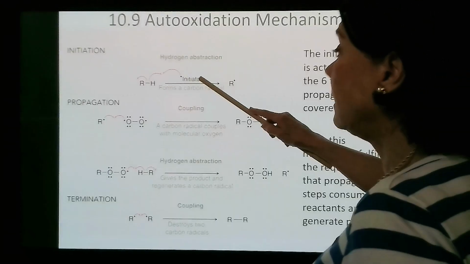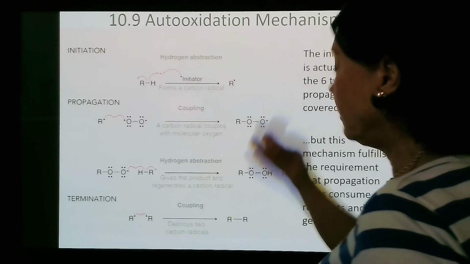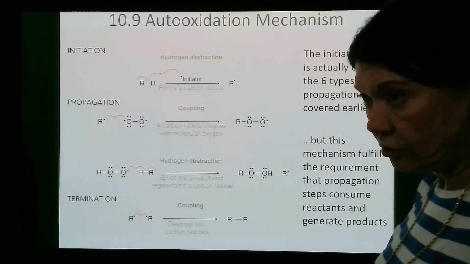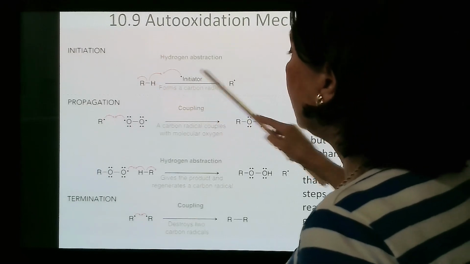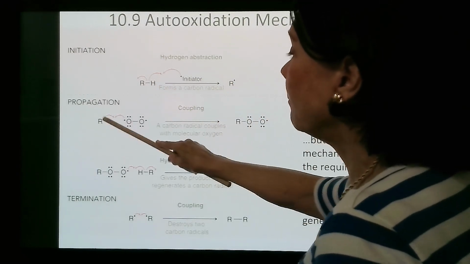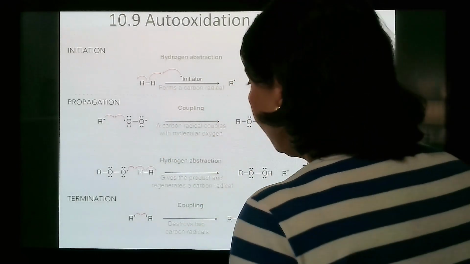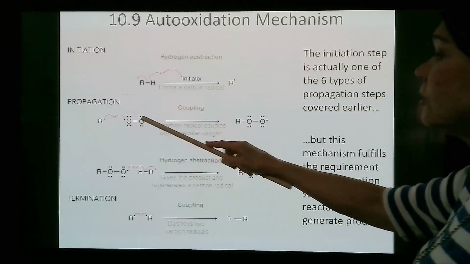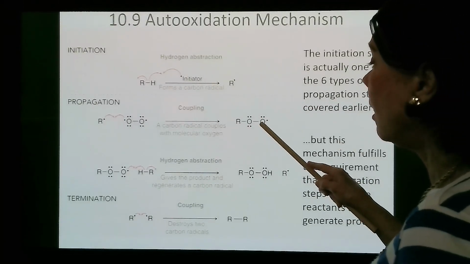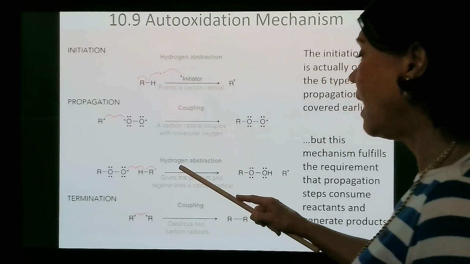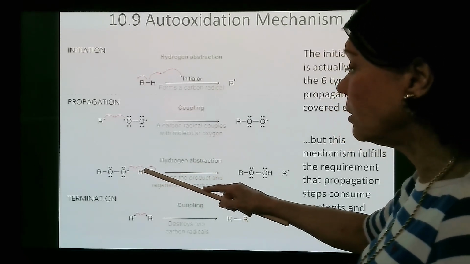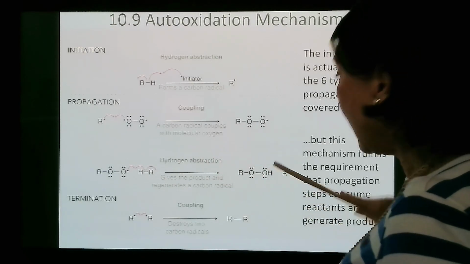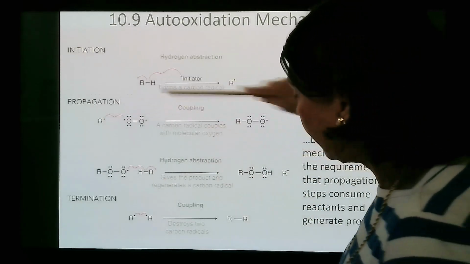So here we have an initiator. It could be oxygen from the atmosphere, plucking off H dot and leaving the carbon radical. Then the carbon radical reacts with oxygen to give you this peroxy radical. Then you have the hydrogen abstraction by the peroxy radical to give you R dot. And so here is your propagation.